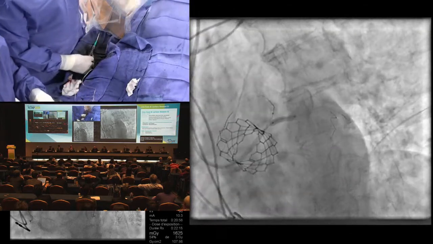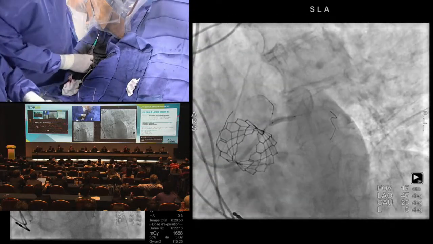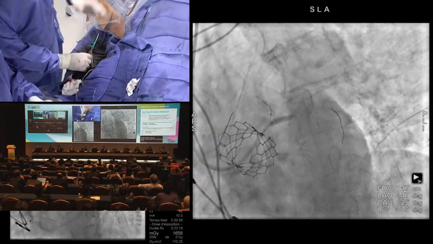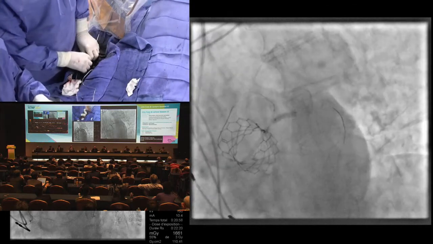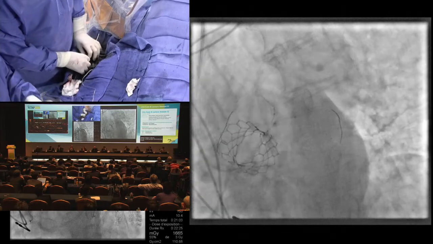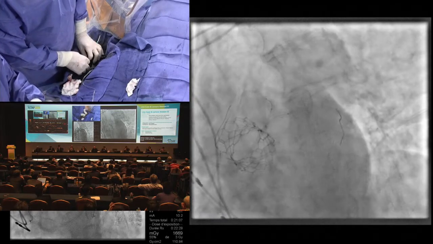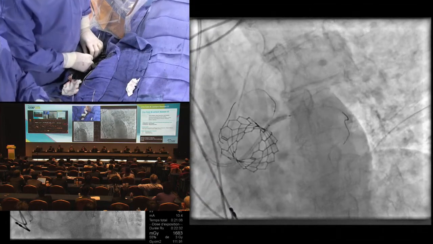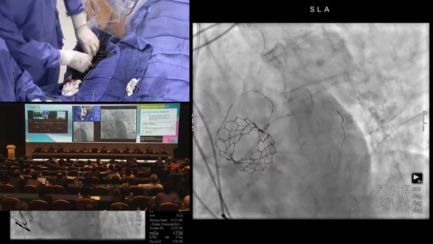So 12 atmosphere, in order to avoid to have a dissection distal to the stent in the OM. So it's a moderate pressure, and then we will pull back a little bit the balloon, and we take 20 atmosphere. Pressure down. So now I pull back the balloon here, and now we take 18, 20, 22 atmosphere. Okay, pressure down.